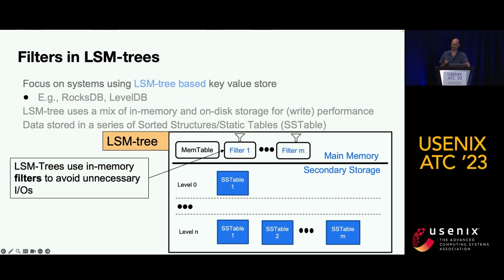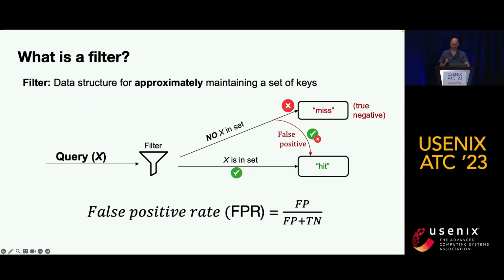So what exactly is a filter, and how does it improve query performance? A filter is a data structure for approximately maintaining a set of keys. When we query a filter for a key, if the key exists in the set, the filter must return a hit, a positive response. If the key does not exist in the set, the filter will usually return a miss, a true negative response. But with some probability, the filter is allowed to return a false positive response. The false positive rate, FPR, is the probability that a key is a false positive.